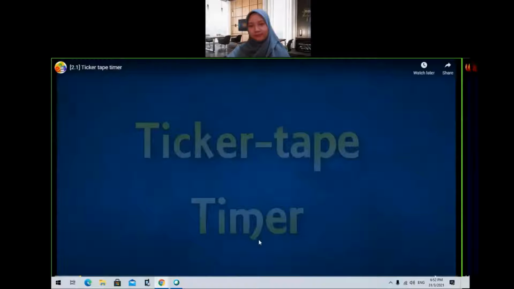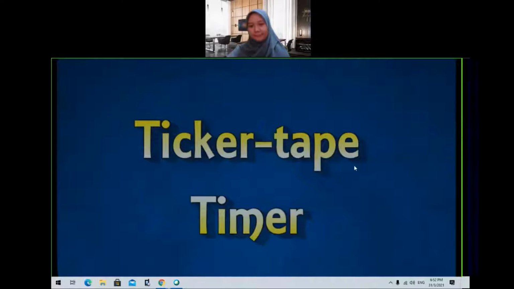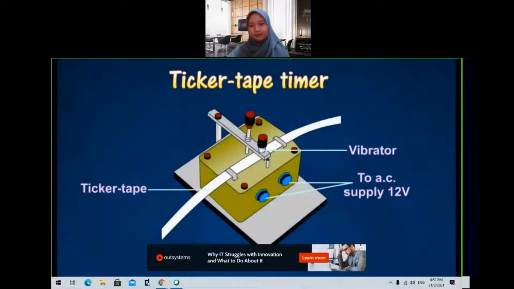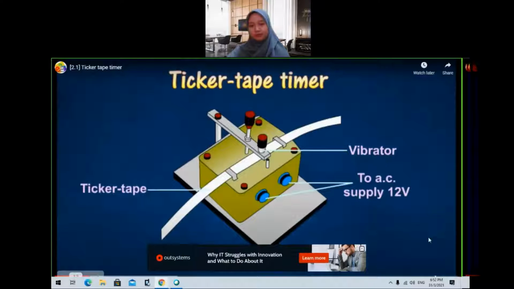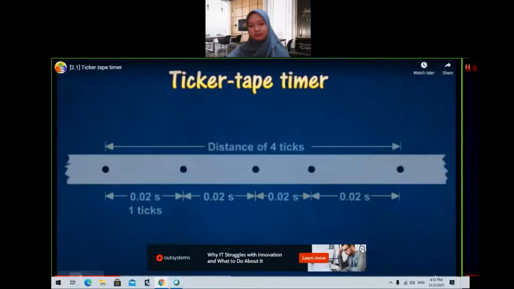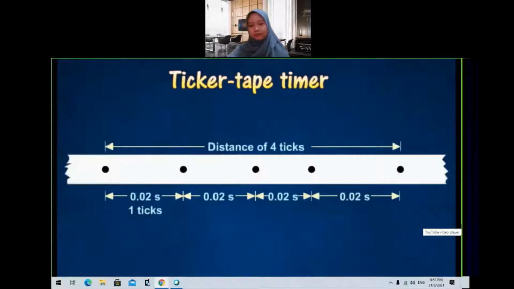Okay, now I'll show you about the ticker timer. The velocity and acceleration of an object can be measured using a ticker tape timer. The ticker tape timer consists of a steel strip that vibrates 50 times a second. This enables the vibrating steel strip to make 50 dots per second on the ticker tape being pulled through it. The constant time interval between two successive dots on the ticker tape is called 1 tick. 1 tick is equal to 1 over 50, or 0.02 second.